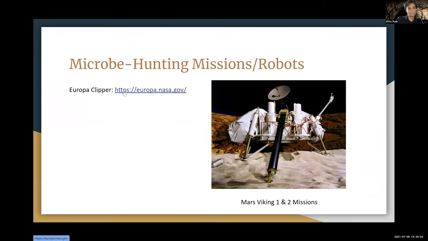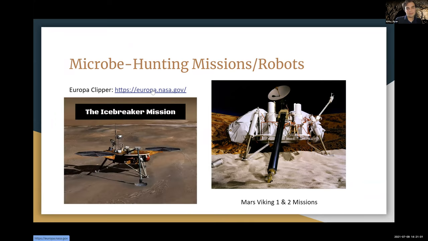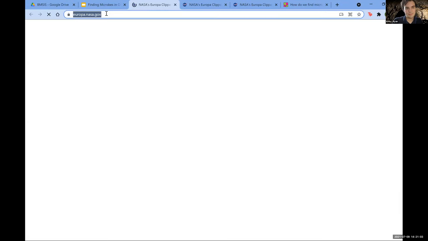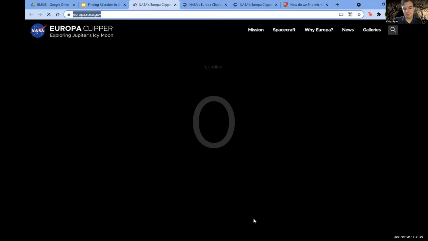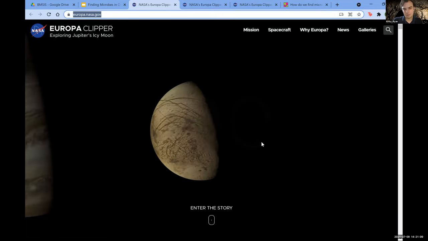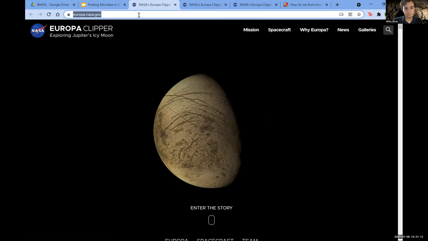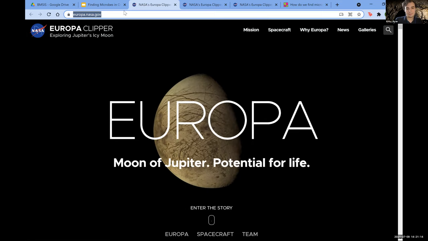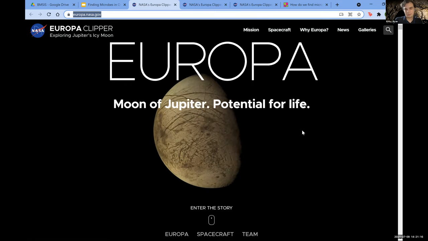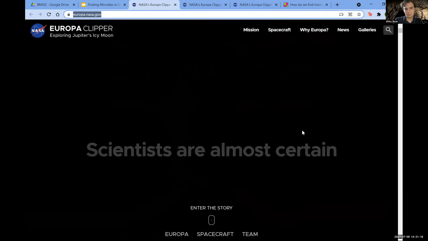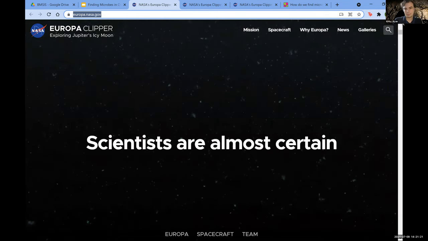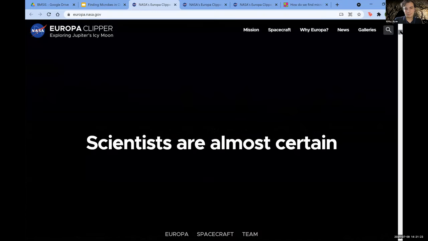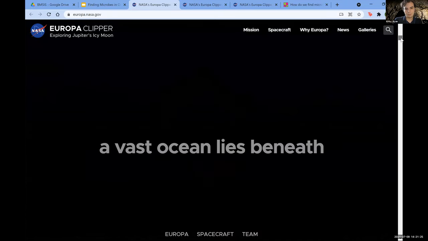this Europa Clipper, and I'll go here really quickly, but I more or less want to post this in the chat, and that's the main thing I want to do. Because this is NASA's website for this Europa Clipper mission. I'll post in the chat in a few minutes here. It has this really cool interactive swipe option. You just kind of swipe through and you learn a little bit about this really impressive moon of Jupiter.